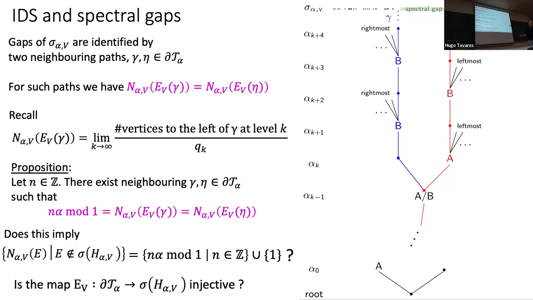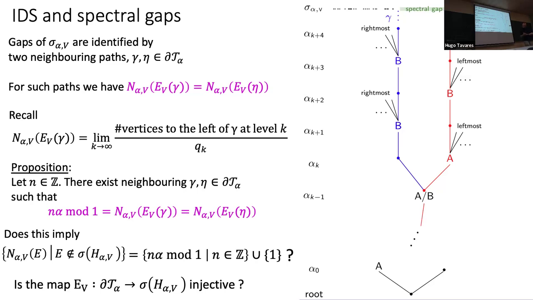Is the map injective? Why? Because if the map is not injective, what might happen? These two paths and these two paths lead to the same energy. And then, of course, IDS is the same because it's the same energy. So really, to show that there is a gap here, I need to show the injectivity of the map. That's a very crucial point, and that is not so easy as surjectivity.